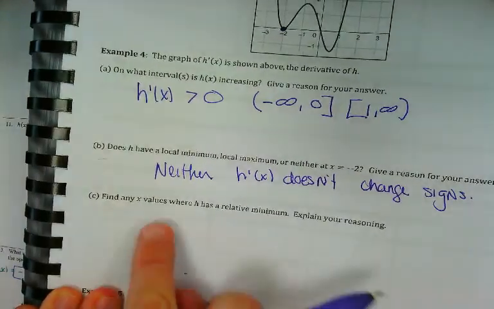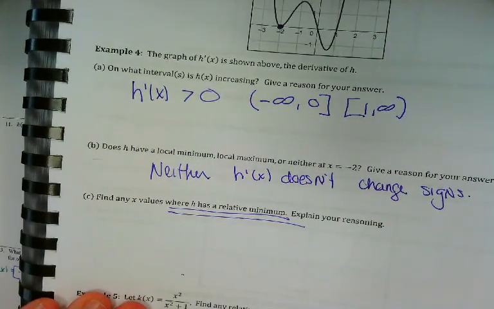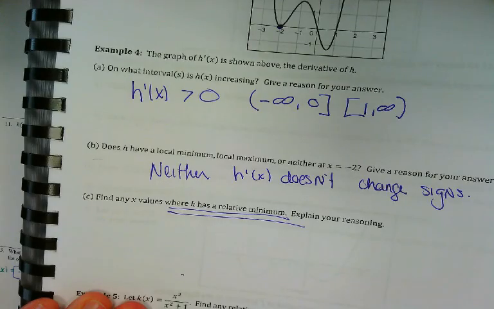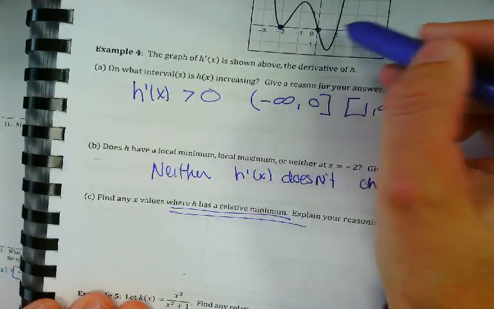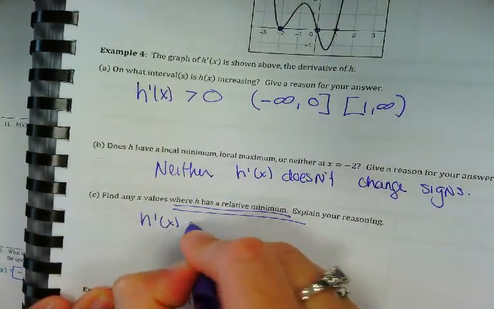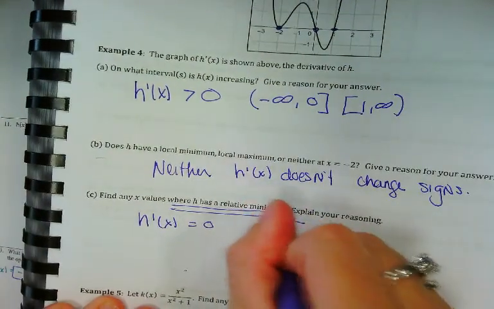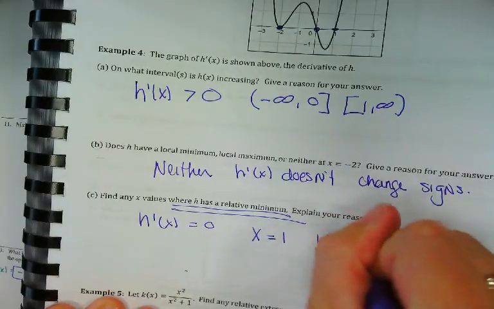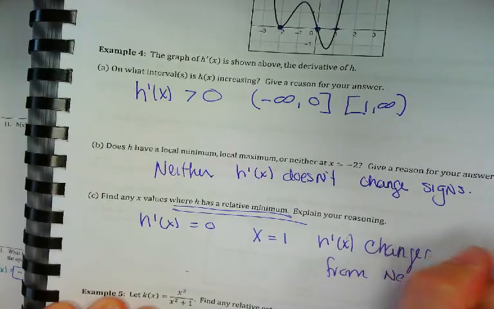All right, we're looking for a relative min. Where do we have a relative min? What are the only candidates to be a relative min? Negative 2, 0, and 1. Because that is where h prime has to equal 0. Which one of those is a min? X equals 1. H prime changes from negative to positive.